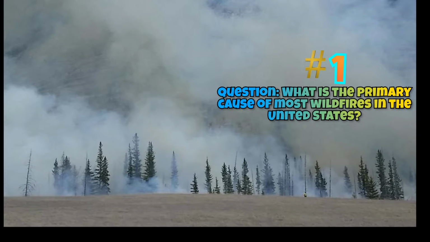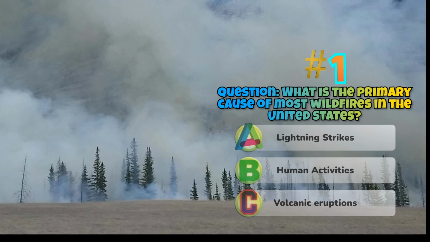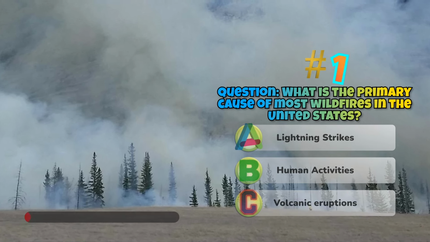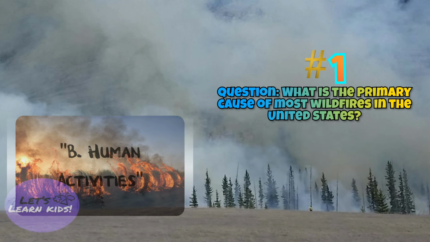1. Question. What is the primary cause of most wildfires in the United States? A. Lightning strikes. B. Human activities. C. Volcanic eruptions. Answer. B. Human activities.